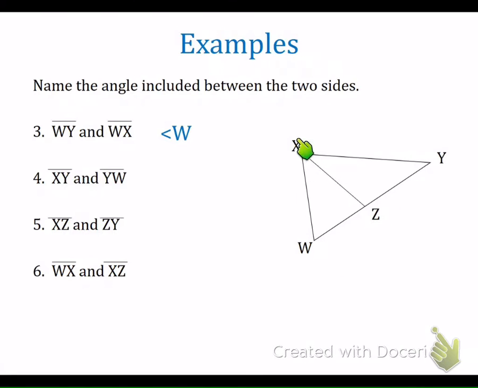The answer's on the board, guys. It's angle W. So what I find helpful in this is to highlight what we're talking about, okay? So side WY is right here. WX is over here. What angle did I just make? The right angle. Angle W, right? Okay?